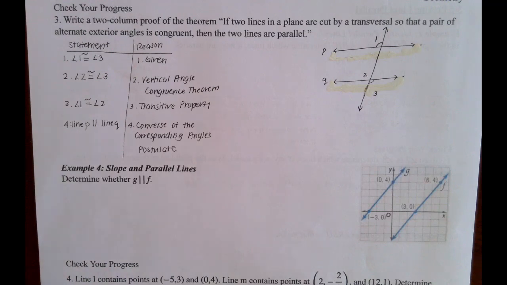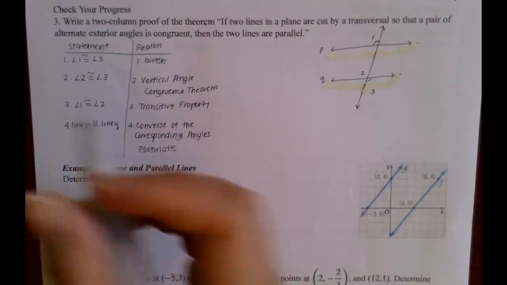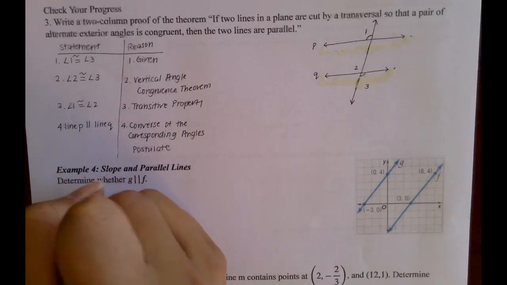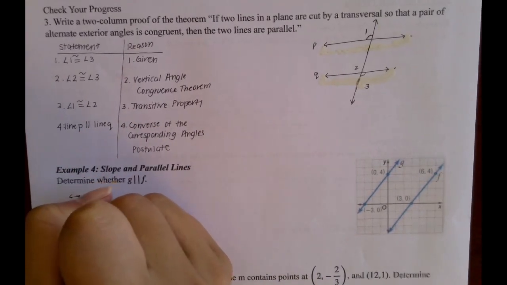Okay, so last example here, it's to determine whether G is parallel to F. What we learned is that parallel lines have the same slope. So we just need to see what the slope is for G and what the slope is for F. Okay, so line G slope.